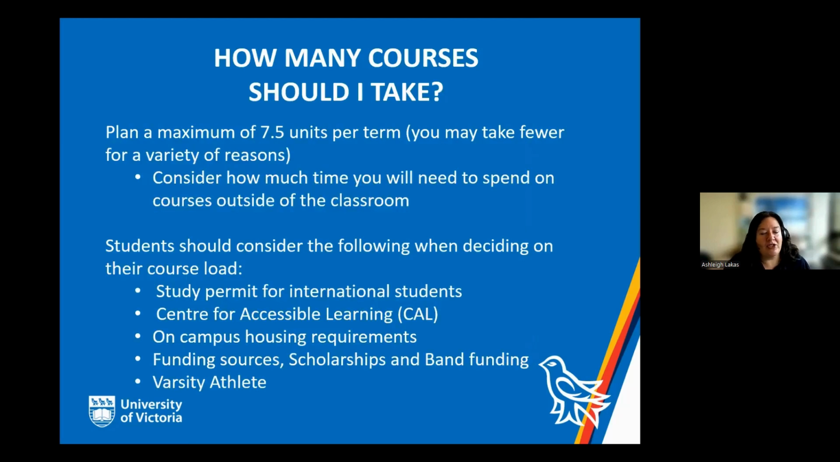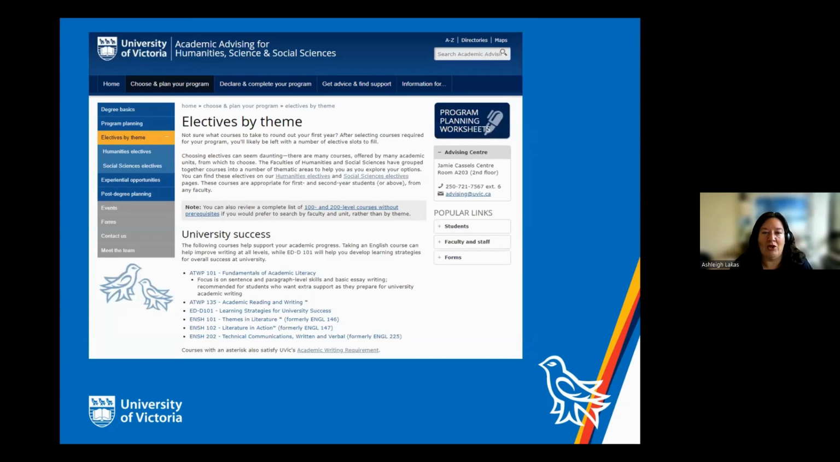And so the worksheets you will have found on our website. We have a lot of other great resources on our website, including the electives by theme page. When you get in there, there's a few different nested areas, including electives in humanities, science, and social sciences, as well as ones that are interesting to all students. For example, university success courses like EDD 101, which is University Learning Strategies. Those are credit courses you can take to help support your overall learning.